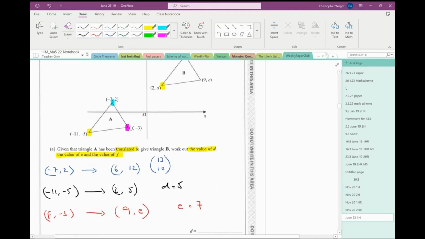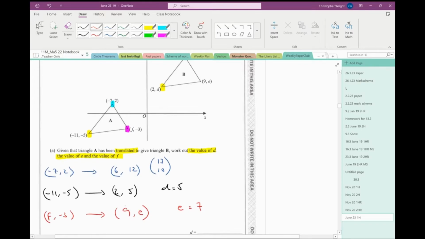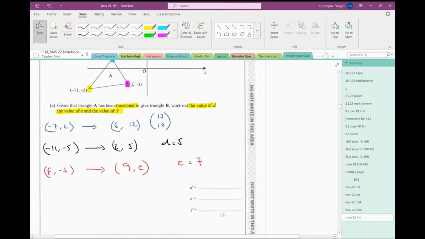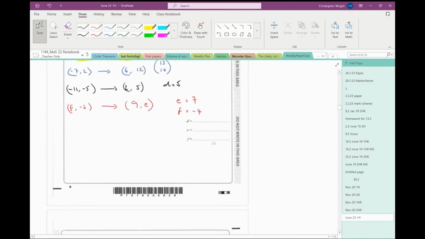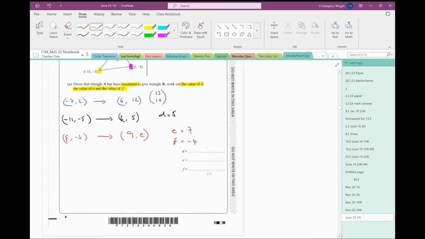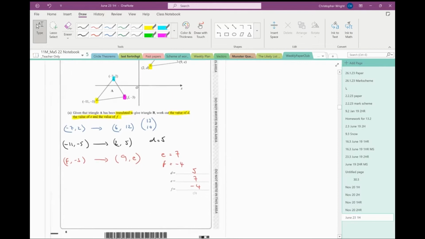Now, the new x-coordinate is 9, and it started as F. So F has 13 added to it to get 9. So F must be -4, because then if it's -4 and it has 13 added, it will end up at +9. So my answers are that D is 5, E is 7, and F is -4.